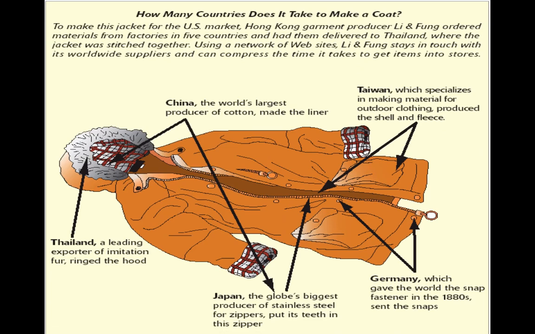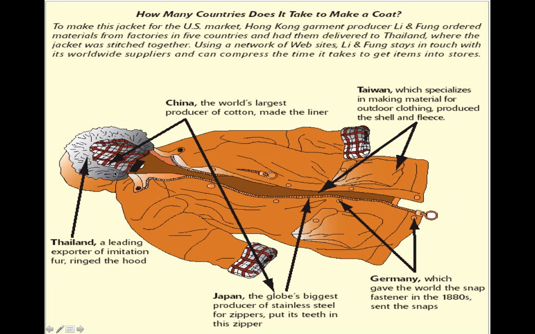So how many countries does it take to make a coat? And you can see here a number of countries are actually involved in making this coat. Taiwan specializes in making material for outdoor clothing. You have Germany, which gave us the snap fastener. Japan, they are very well known for zip manufacturers.